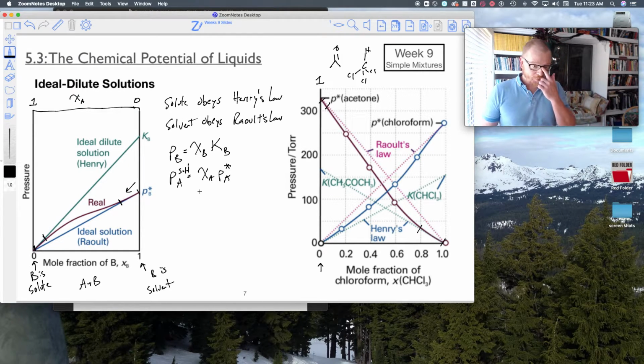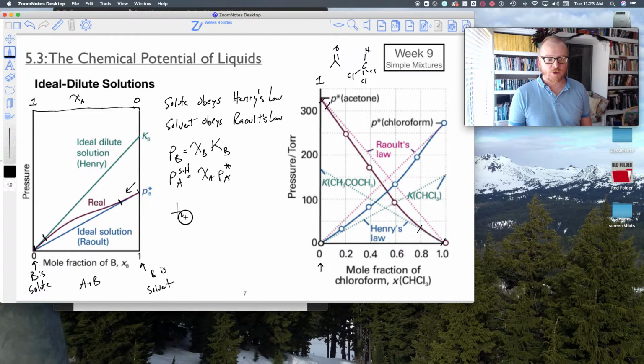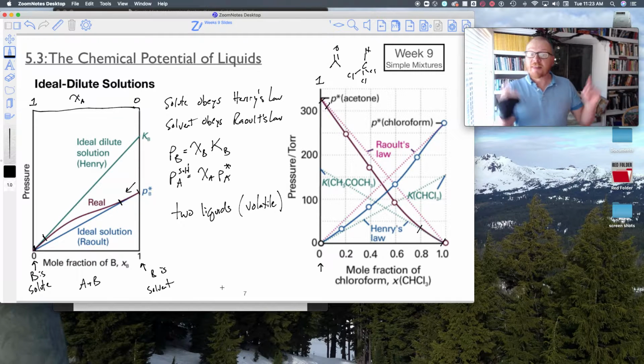And in the case of 2 liquids, or really 2 volatile substances, they can switch. One can be the solvent, one can be the solute, and that can switch based on how much of it is being added. Now, if we have a liquid and a solid, and we're making a mixture out of a liquid and a solid, that's not going to be the case. The solid is not volatile, okay? And it doesn't do anything.